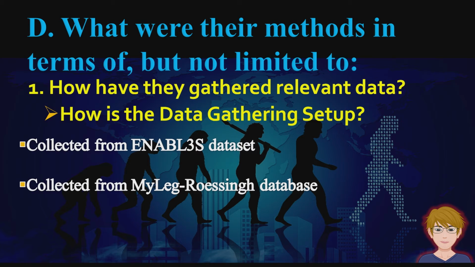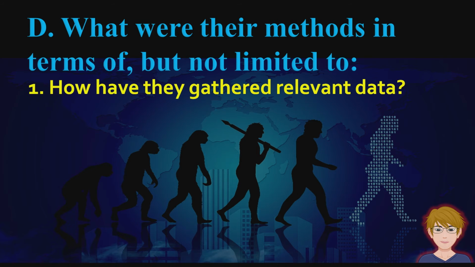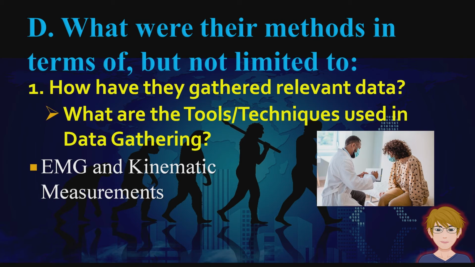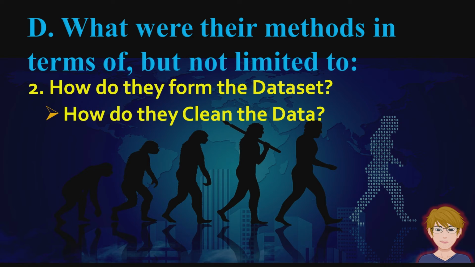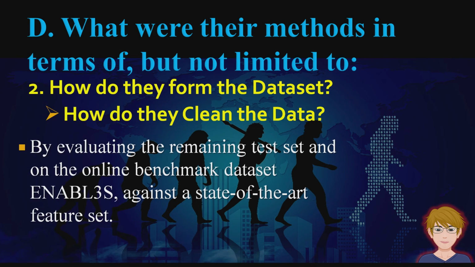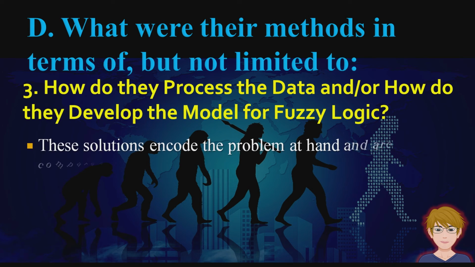The next sub-question is, what are the tools and techniques used in the data gathering? Of course, the EMG and the kinetic measurements. So they have instruments or devices that are able to measure the motions of the lower limb of the body. Number 2 of letter D, how do they form the dataset? The sub-question is, how do they clean the data? By evaluating the remaining test set and the online benchmark dataset against the state-of-the-art feature set. So they are comparing the two datasets.